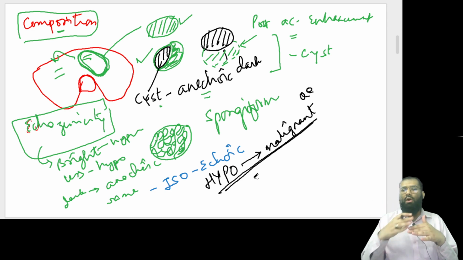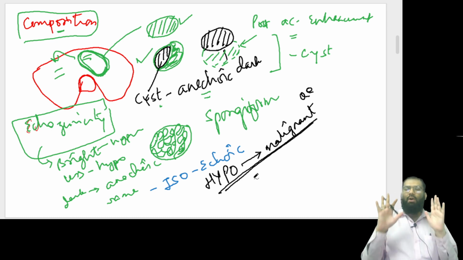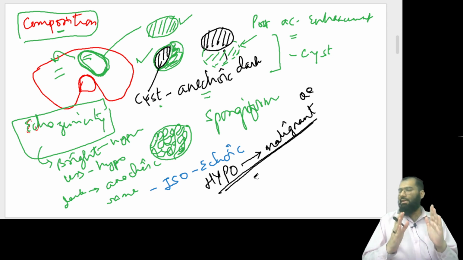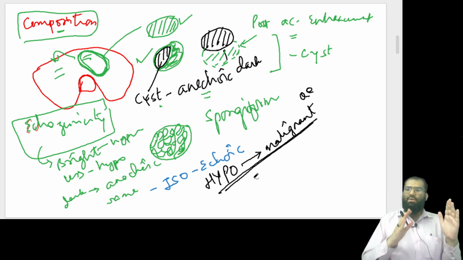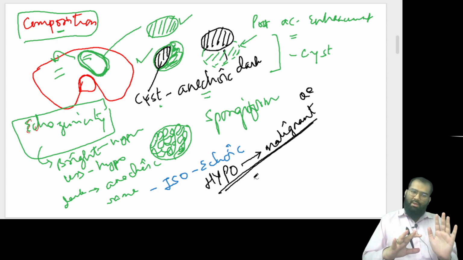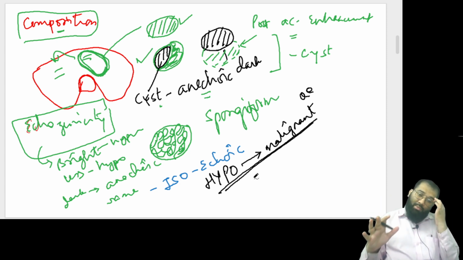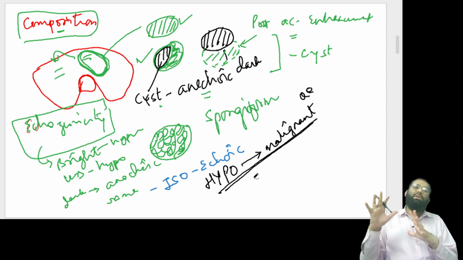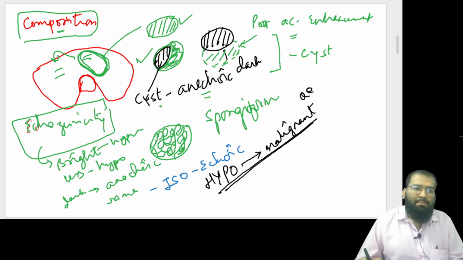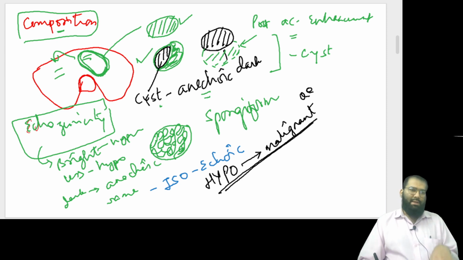Okay, I'll show you all the images. For now, understand this. The echogenicity is brightness, and you can have anechoic, isoechoic, hypoechoic or hyperechoic type of lesions, and most importantly hypoechoic lesions denote malignancy. Okay, now this part is clear to all of you.